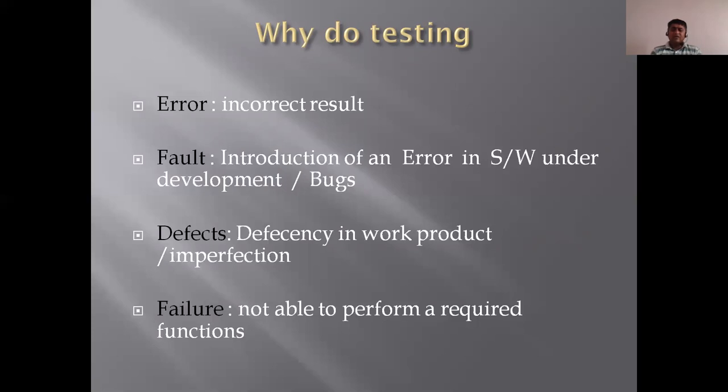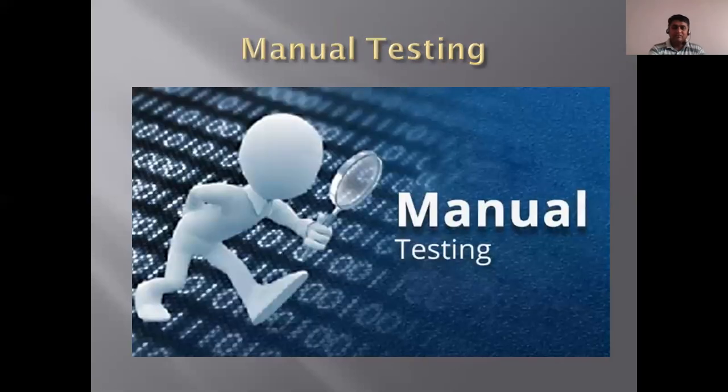So there is a need for testing, which means we can check the quality. For the quality purpose, we do the testing using functional and non-functional requirements. We do the testing in two ways: manual testing and automated testing.